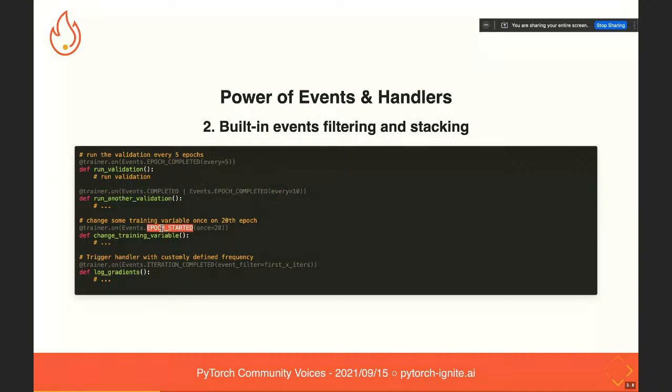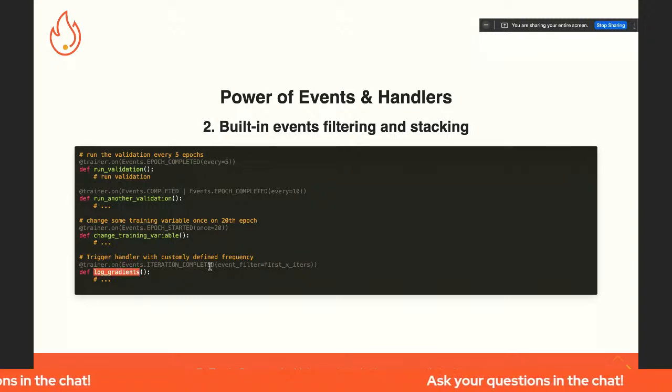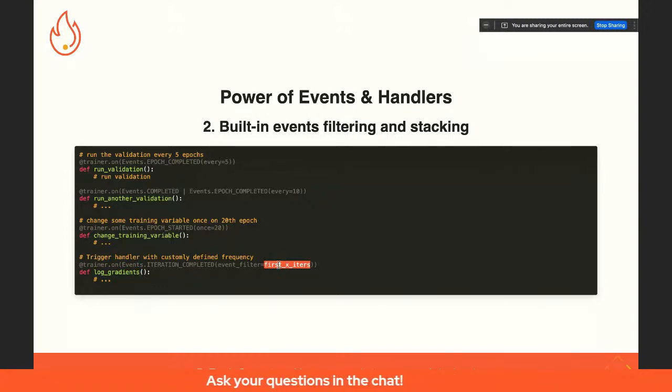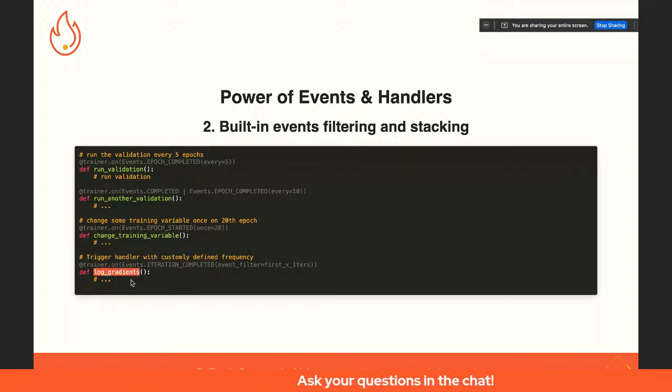If you'd like to trigger some handler once during the training with a specific argument, you can do it. And ultimately, you can pass an event filter function, your custom function, which will define how frequently you'd like to execute the handler. The function is rather basic, saying just yes or no based on the iteration value, whether we have to trigger the attached handler or not.